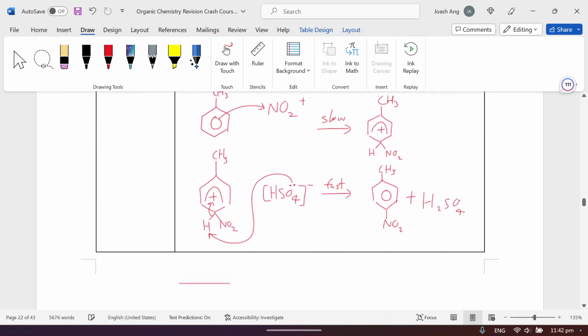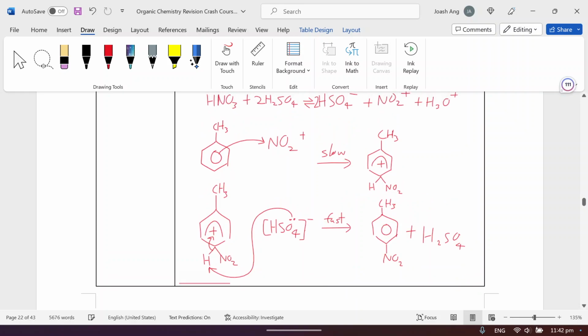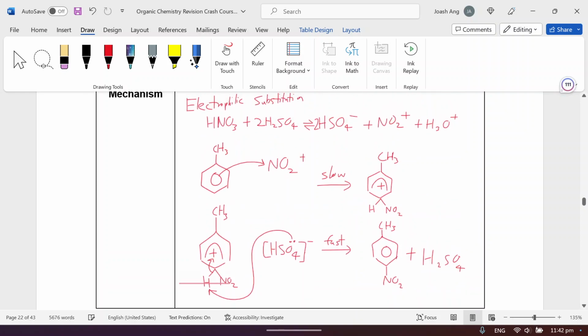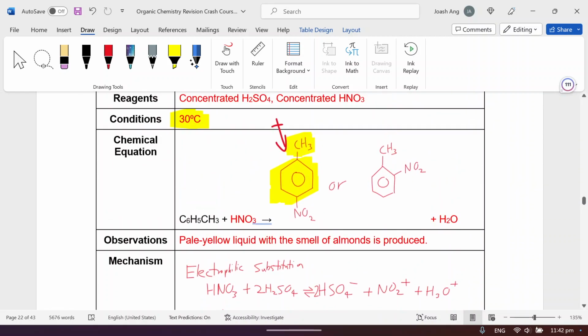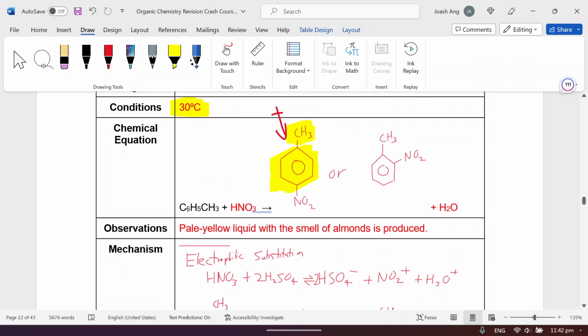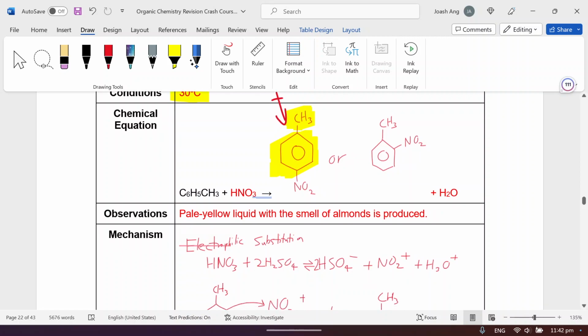Likewise, this is the same, just that you have to make sure that, because the methyl group will increase the electron density on the position 2 and position 4 carbon relative to the methyl group, you won't have your third position, 3-nitro methyl benzene, being formed.